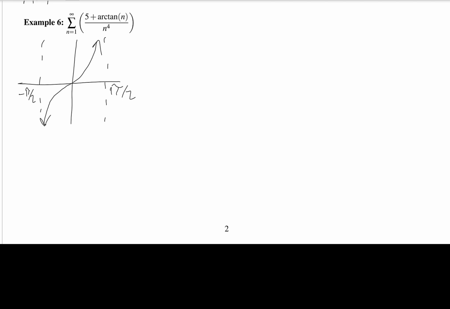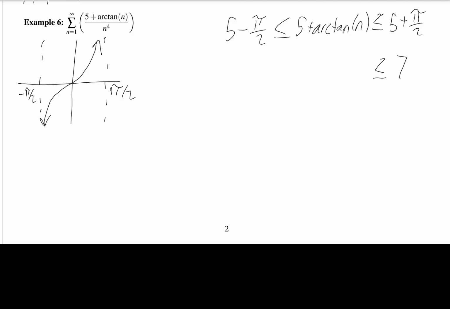So I can say that 5 minus pi over 2 is less than or equal to 5 plus arctan of n, which is less than or equal to 5 plus pi over 2. Okay, well, 5 plus pi over 2, that's like 3.14 over 2. What I'm going to do is make that even bigger. So instead of pi over 2, I'll call it 4 over 2. So I'm going to say that this is less than or equal to 7.